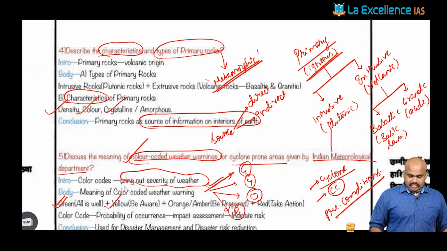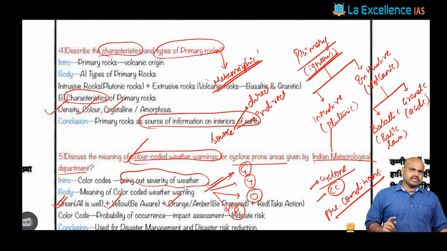Then, when we talk about yellow, it fundamentally talks about being aware. That is the meaning of that kind of signal: be aware that yes, there can be a probability of cyclone. Then moving on further, orange or amber talks about being prepared.